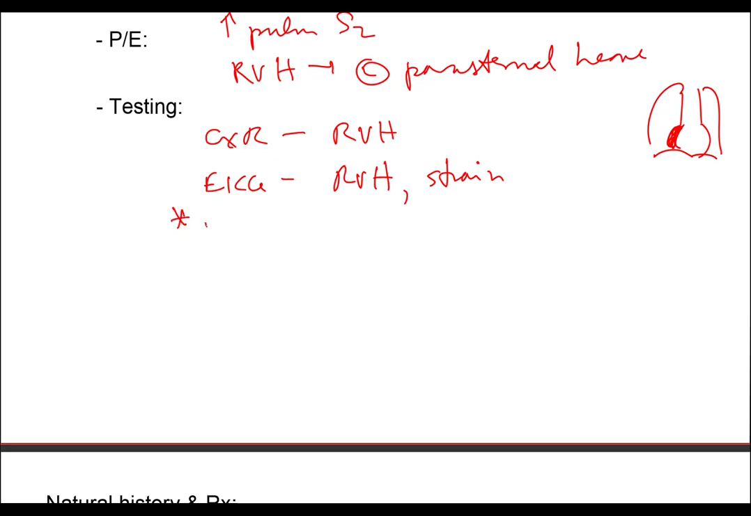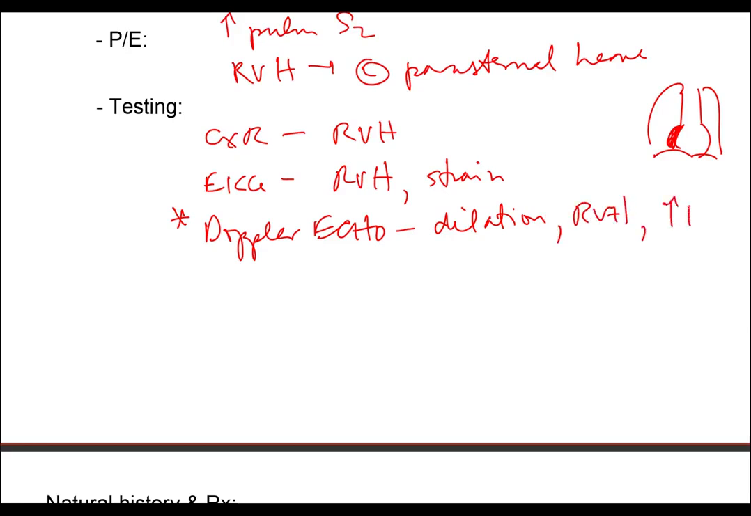Basically, everything is going to hang on your Doppler echo. Anything to suggest this, echo is going to be your go-to test. And what that's going to show is dilation of the right atrium and ventricle. It's going to show right ventricular hypertrophy. And it's going to show an increase in our right ventricular pressure, usually defined as greater than 40 millimeters, because that gets you well above the 25 range of the pulmonary artery.